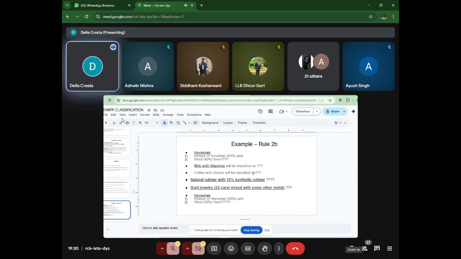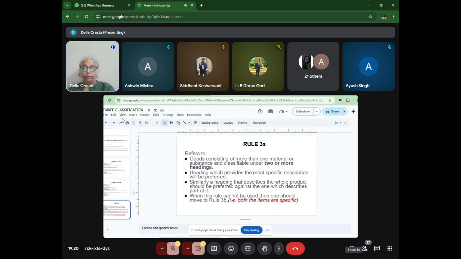Now, rule 3a, because rule 3 has three sub rules, 3a, 3b, and 3c. So, what does rule 3a say? Rule 3a is saying that for the items where the description is more specifically given in the tariff, that HS code has to be taken as the HS code for the entire product, or the entire combination of the product, or the entire composite good or the set.